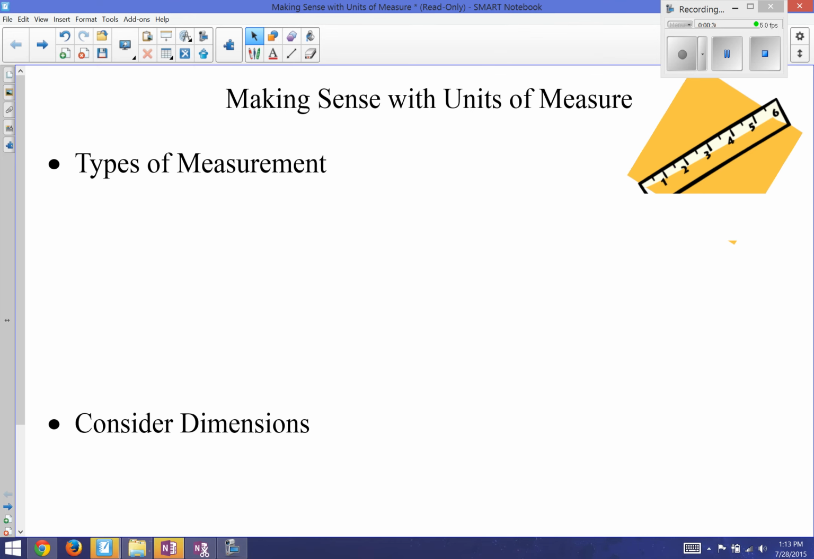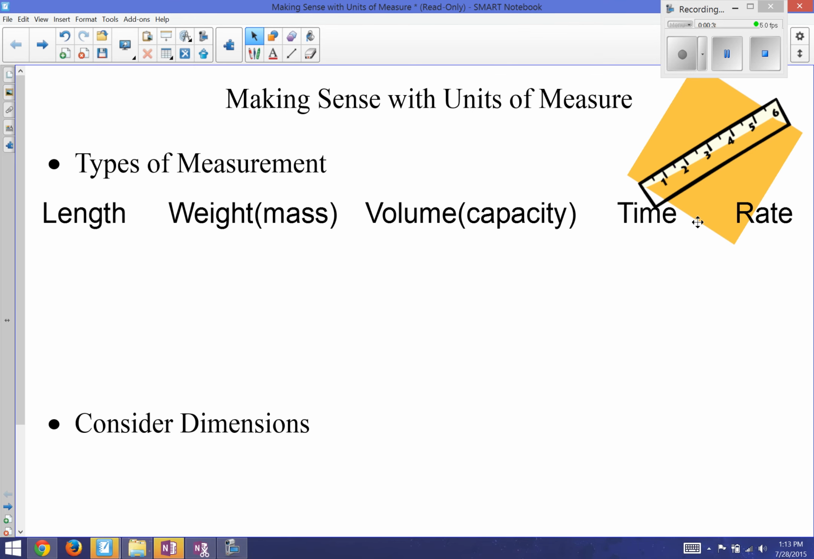Hopefully you listed some things like length, weight, or mass, volume, or capacity, time, perhaps, or maybe even rate. These are types of measurements that we can take. Now, if you didn't have those down, or if you had some things other than that, then you may want to continue watching so that we can put those into different categories.